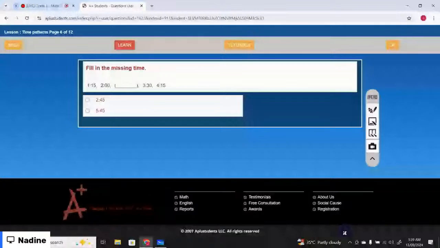Fill in the missing time. So which is the correct option? 1:15, 2, missing time, 3:30, and 4:15. So which is the correct option? That is, time is increasing by 45 minutes, right? So that is 2:45. Option number 1 is the correct option.